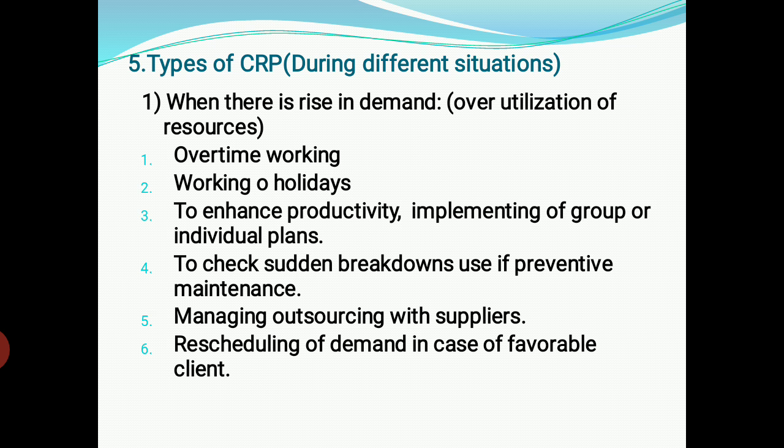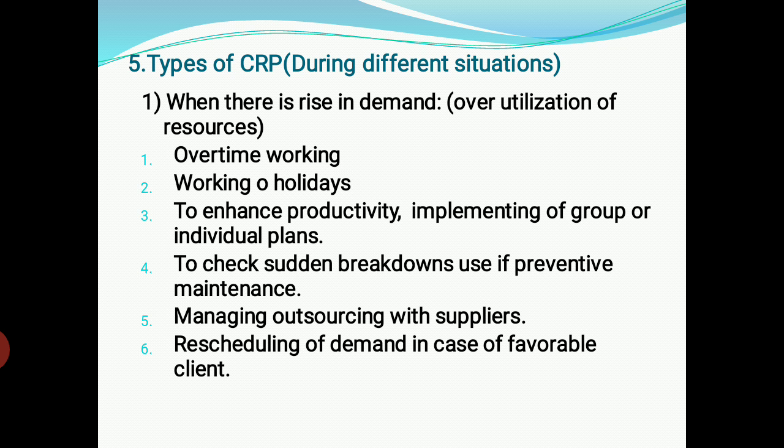Next, to enhance productivity, implementing group or individual plans. That means when we see that we have to meet the rise in demand, then a kind of incentive is provided to the individuals or the group, and that helps to enhance productivity, because that productivity will help us give more output, and that can ultimately meet the demand. Next comes checking sudden breakdowns. If preventive maintenance is used, sudden breakdowns can be checked out.